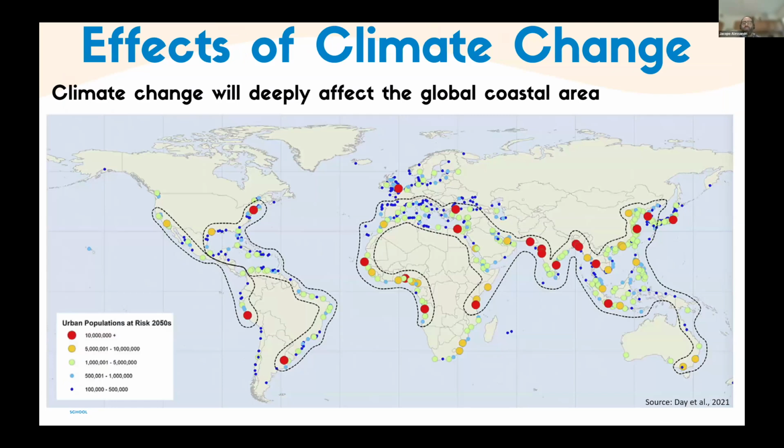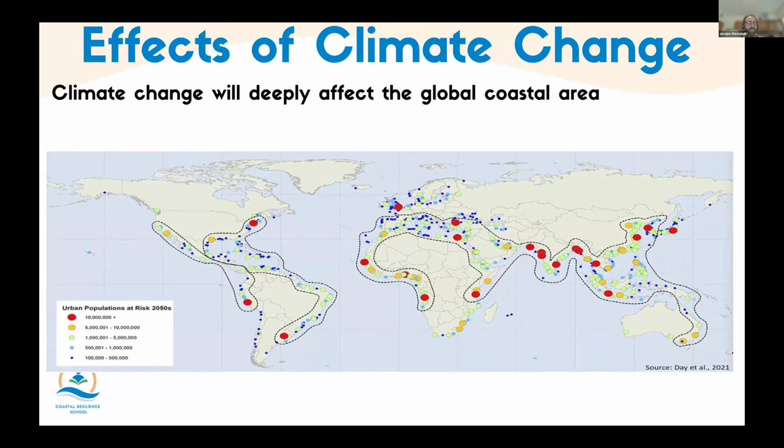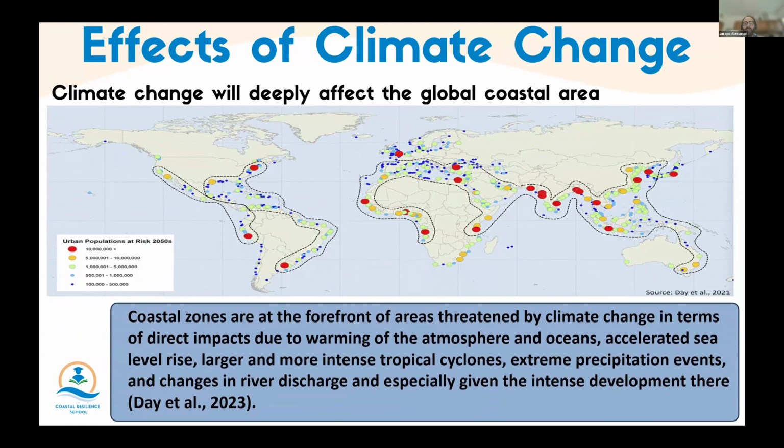So, what is the effect of climate change on coastal hazards? In this picture, you see a lot of points from green to red; these are urban population. And inside the dashed black line, there are areas that are expected to have diminishing coastal resilience in 2050. Why? Because coastal environments are hotspots that are threatened by climate change due to the warming of the atmosphere and the ocean, sea level rise, the intensification of tropical cyclones, and extreme events in general.